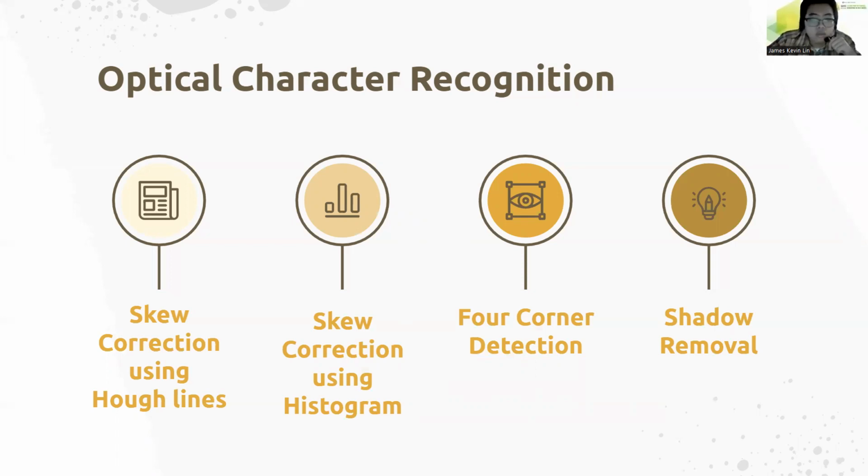The next algorithm will look for 4 corners in the image and morph it into a rectangle. The last technique will be shadow removal, which uses blurring of the image to detect the background and normalize it. All these techniques involve grayscale conversion.